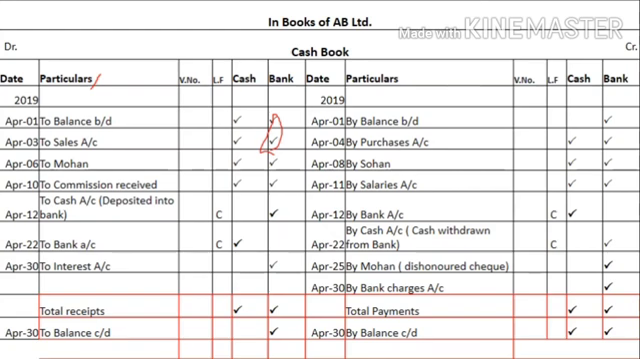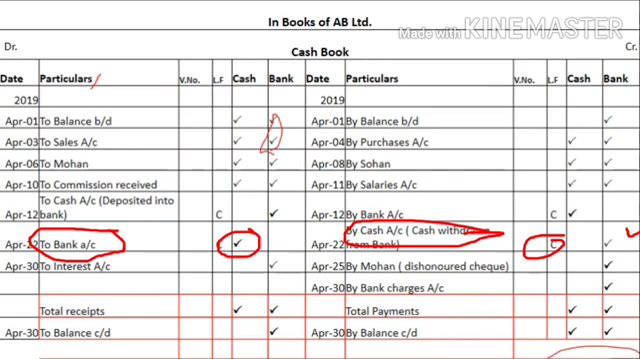Next is the transaction. If you withdraw cash from bank, then what will happen? If you withdraw cash from bank, bank balance will decrease. So you will write down this amount on the credit side in the bank column, and cash balance will increase. So the same amount you will write down in the cash column, and in ledger folio you will write down C.